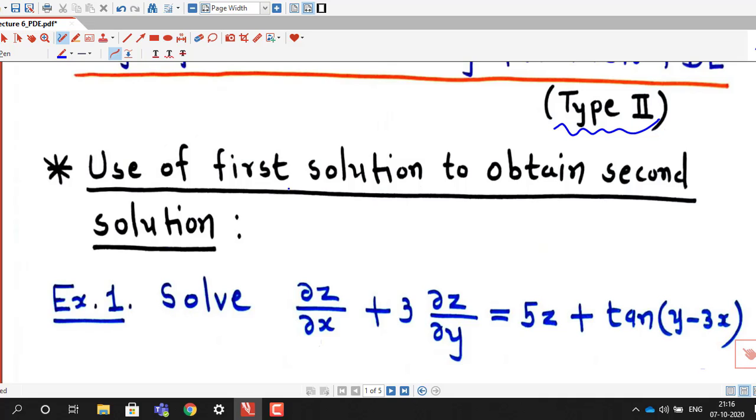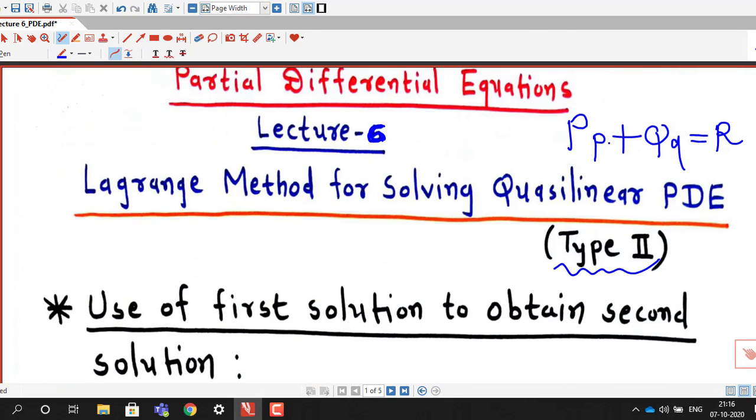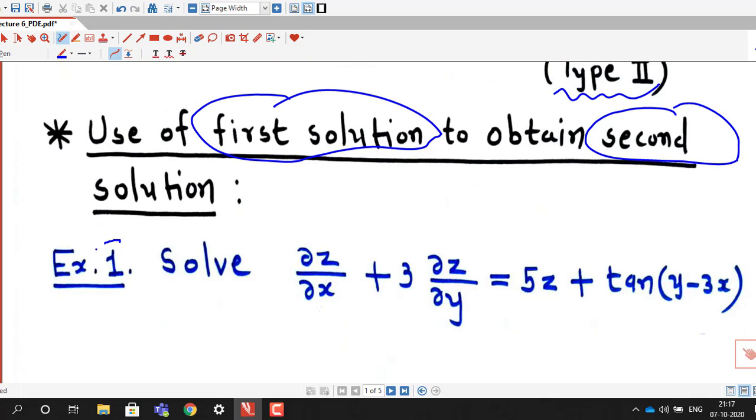So in this type we have those partial differential equations which are Lagrange equations, and in which one solution u can be obtained by directly comparing fractions in Lagrange auxiliary equations, and the second solution v can be obtained by using this first solution u. So we are able to find the one solution by directly comparing fractions, and the second solution is not possible by directly comparing the fractions. In those cases we will try to see whether we can obtain the second solution by using the first solution. So we discuss this with examples.